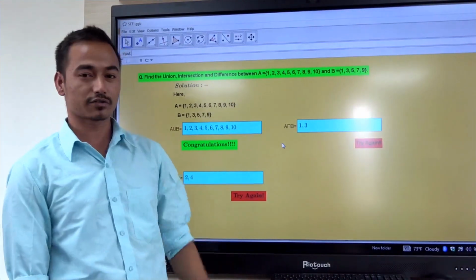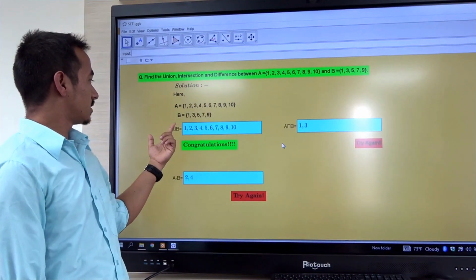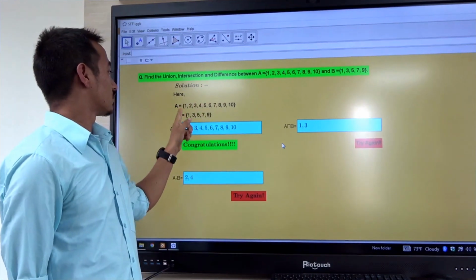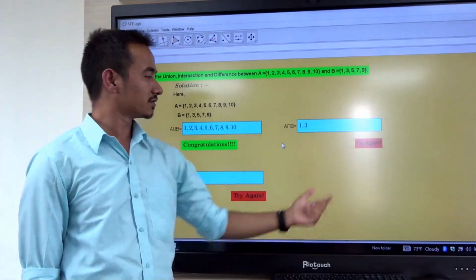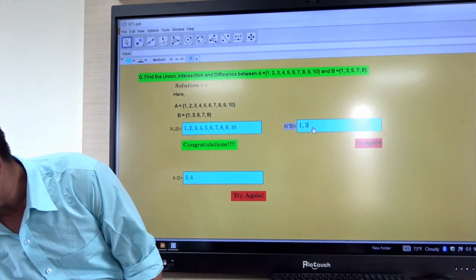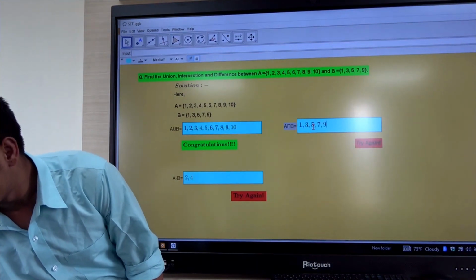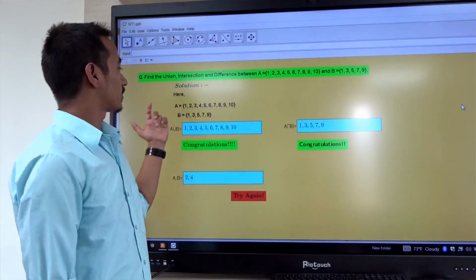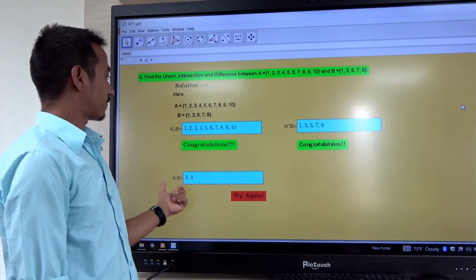Next, let's move on to the intersection part. What is the intersection of A and B? You can see here what is common in both. So 1, 3, 5, 7, 9 is common in both. If I provide only 1 and 3, it says try again. So let's try again: 1, 3, 5, 7, 9. Okay, we got it right. You can also try this one, and you can change the sets A and B and try again.